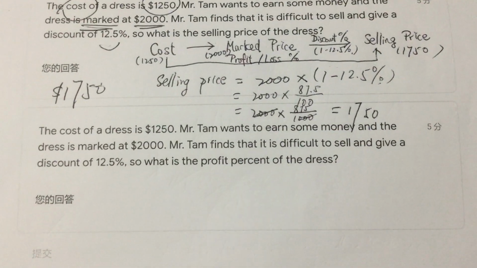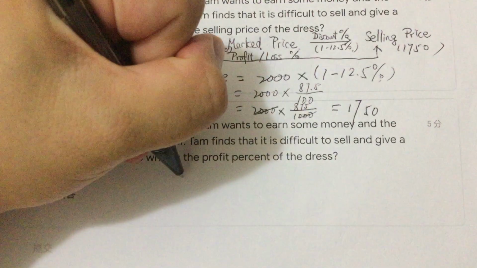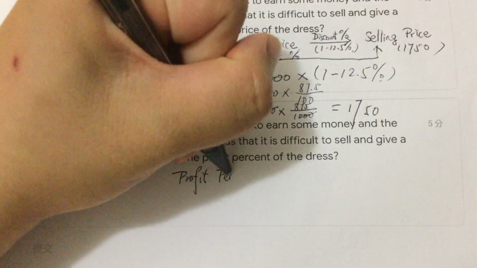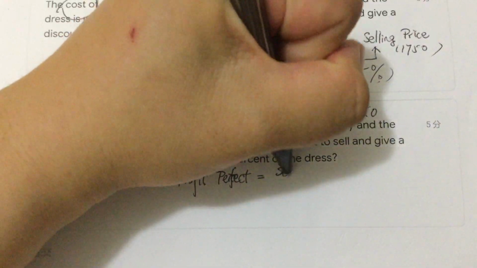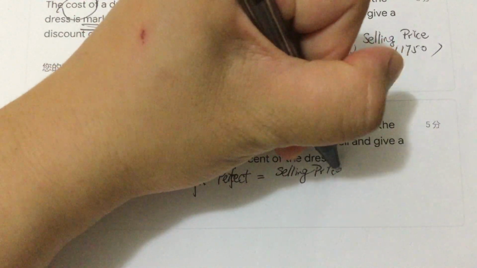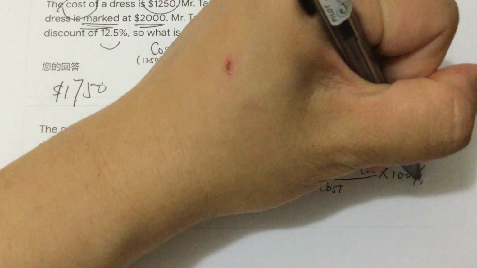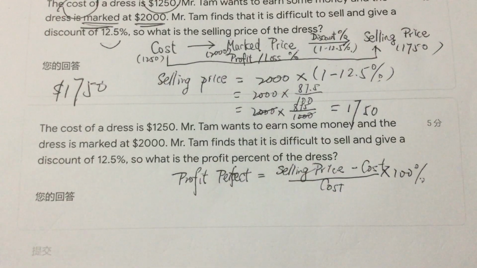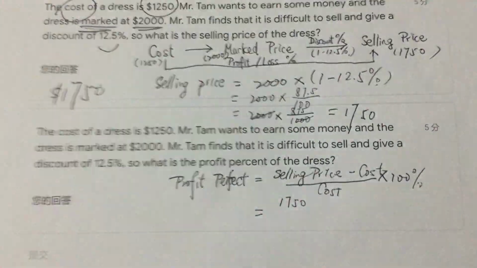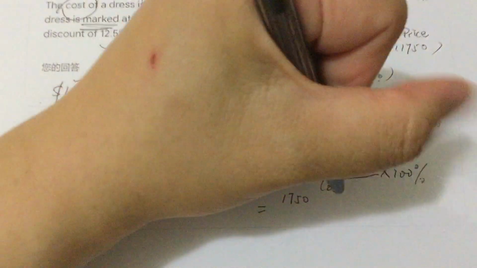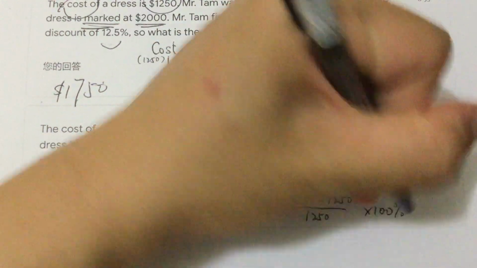And finally, we are going to calculate the profit percent. Once again, we are going to continue our job just like this. Once again, the profit percent, because we know that profit means we are going to earn something. So that means we are going to use the selling price minus cost over cost times 100% here. Obviously, once again, fill in the blanks. The selling price here is 1,750, so we write 1,750 here. And the cost, I know that is 1,250, so minus 1,250 here, over 1,250 times 100%.